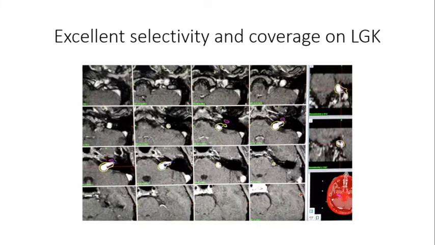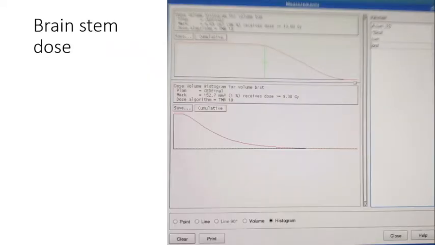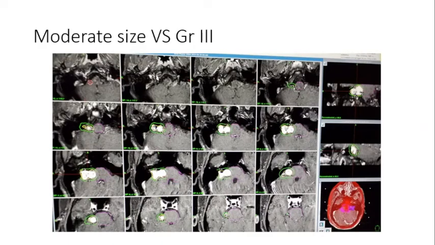There is excellent selectivity and coverage, which is the beauty of gamma knife radiosurgery. You can shape the beam quite well, you can save the surrounding structures quite well, and you can administer a dose of 11 to 13 gray very easily while giving a brainstem dose of less than 8 or 9 almost all the time. And even in moderate sized tumors, you can achieve that almost always.